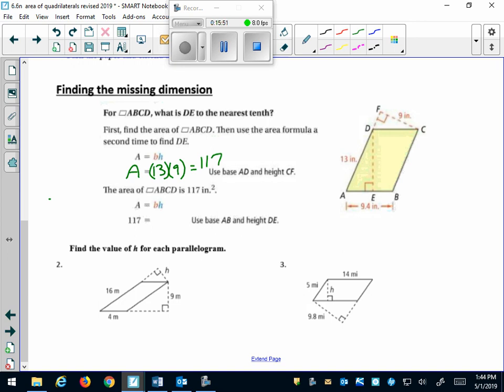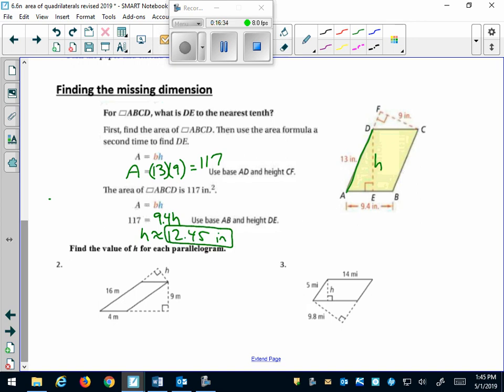Well, let's do base and height in the other direction. I already used 13 as a base. Remember, base is always one of the lengths of the side. So what do I have to use as my base this time? 9.4. And then the h is what's missing. This we could call h. So you're basically going to solve 117 equals 9.4 h. Divide 117 by 9.4. And we get h, 12.45 inches.